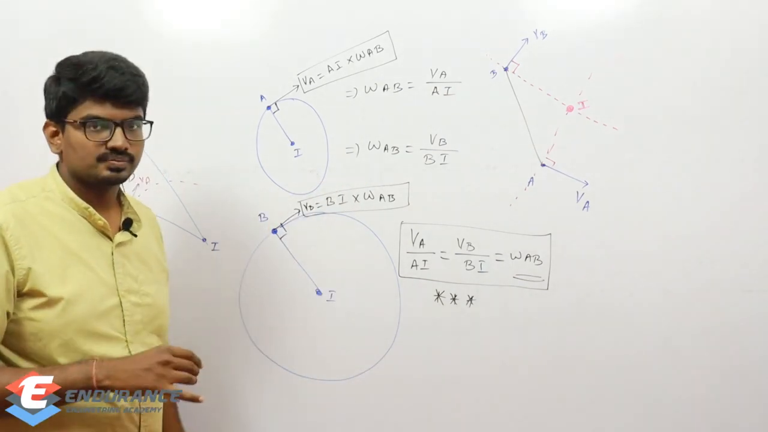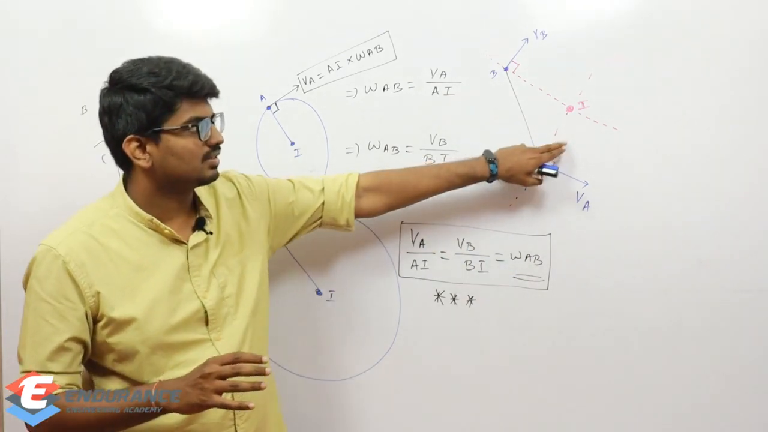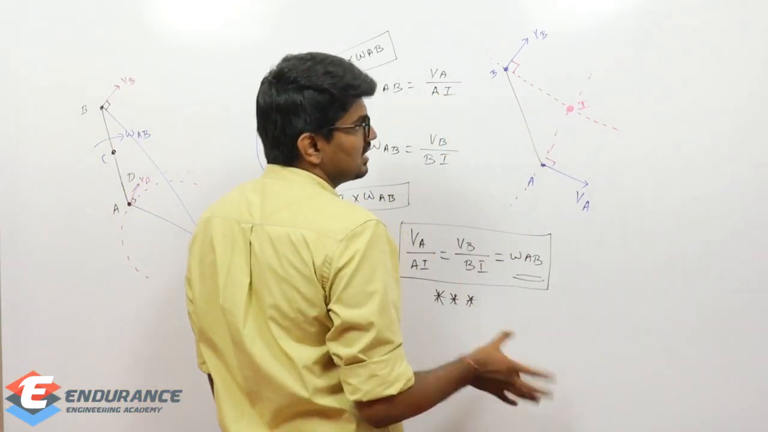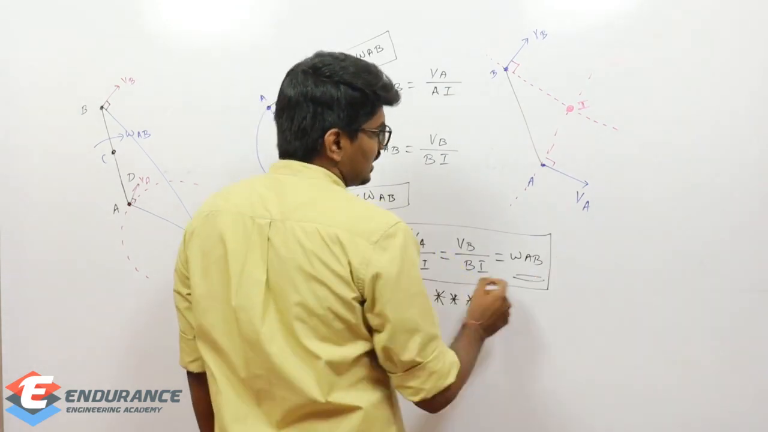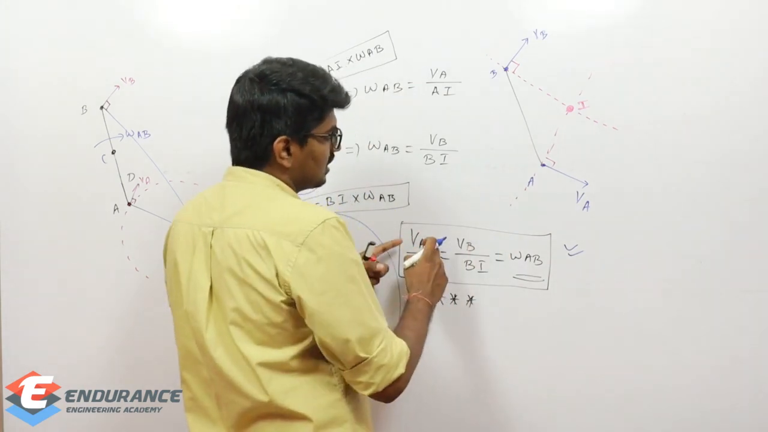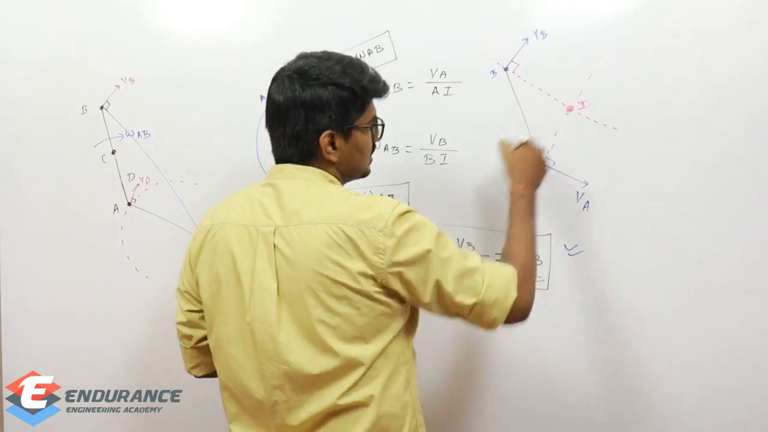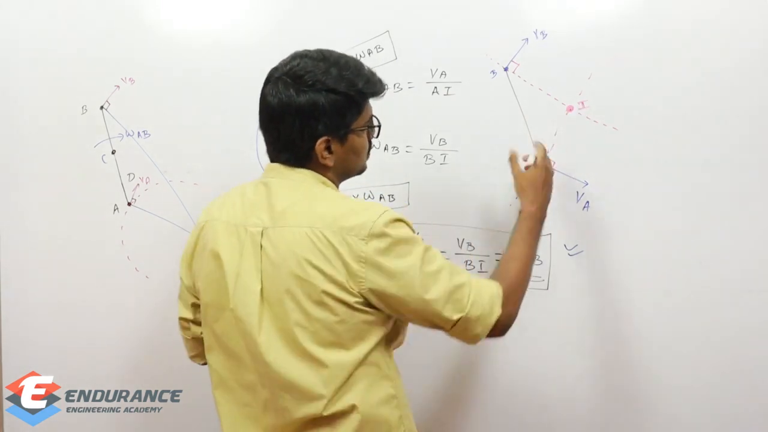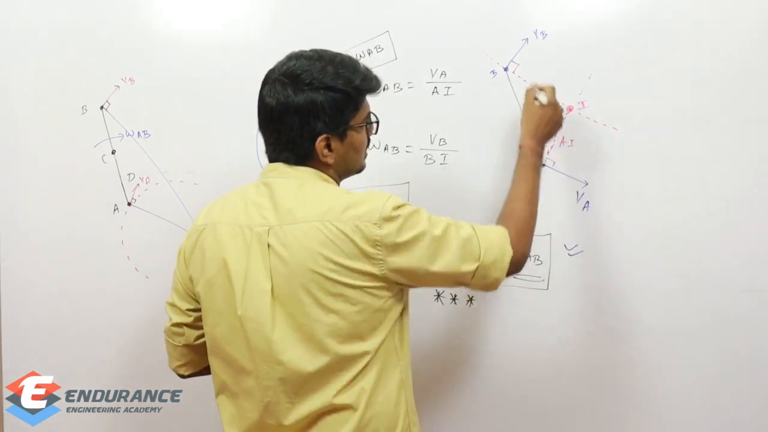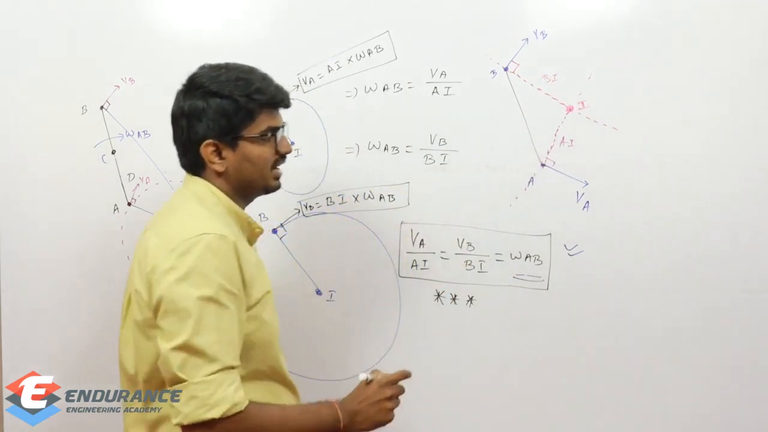This is the first method. Now coming to the problem, what will they do? From this equation I can find out, right? This AB is rotating with an angular velocity omega AB, let it be. So I can easily use the formula which we got just now. What did we get? VA by AI, where this distance is AI, and similarly VB by BI, that will be equal to omega AB.